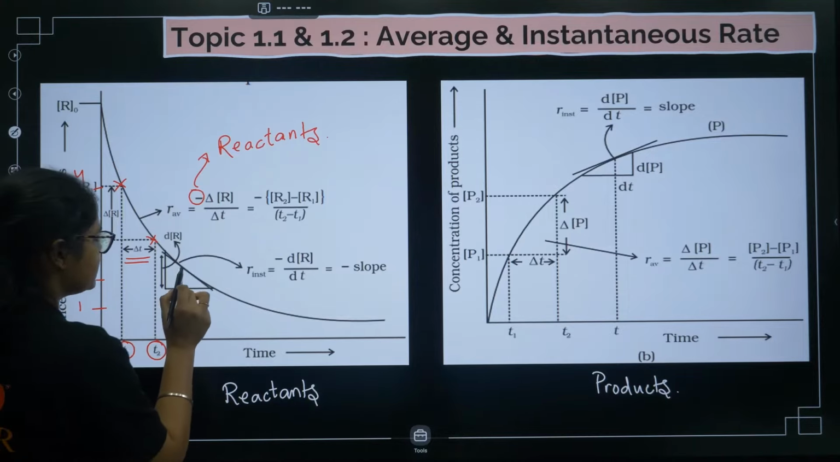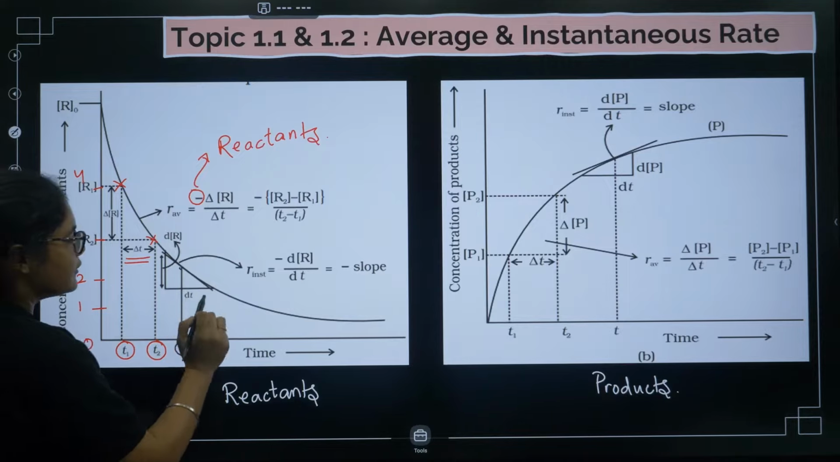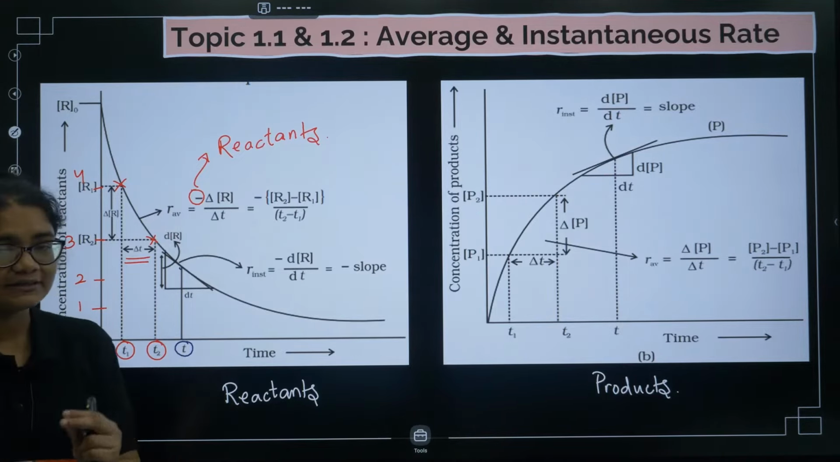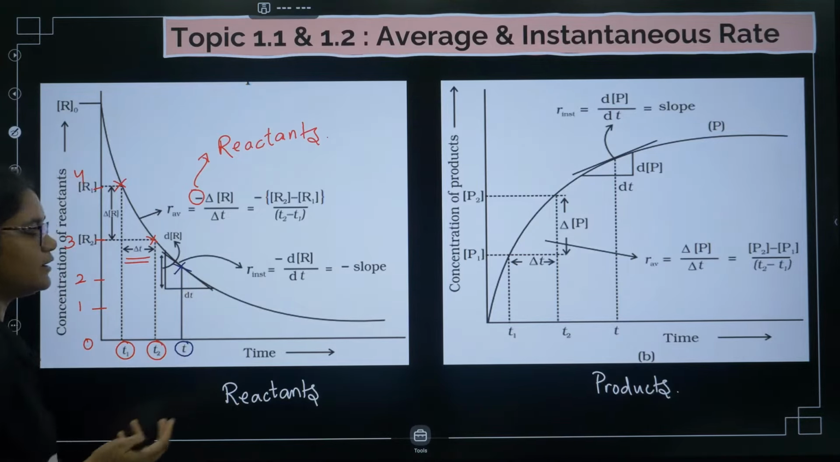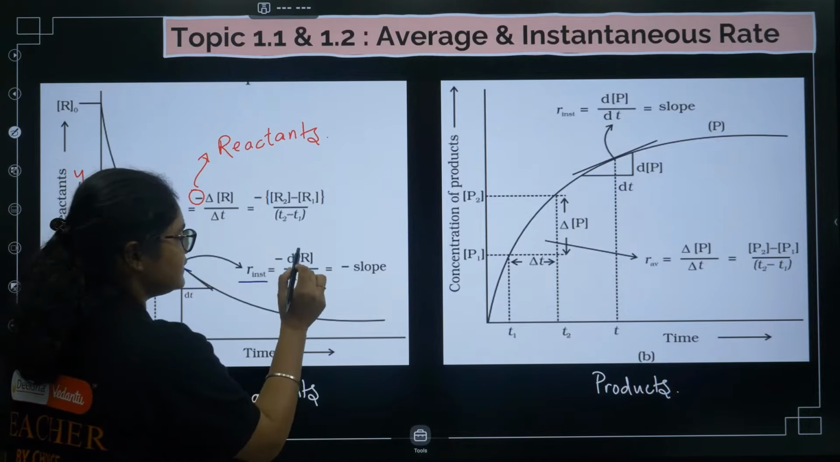So what I have to do is, this graph is there, right? You need to draw a tangent here, and then you have to calculate the slope of that tangent. In that way we can calculate the instantaneous rate. So I can get that at this particular time what is the rate of a reaction, and in that case how do we represent it? R instant is minus dR by dt.